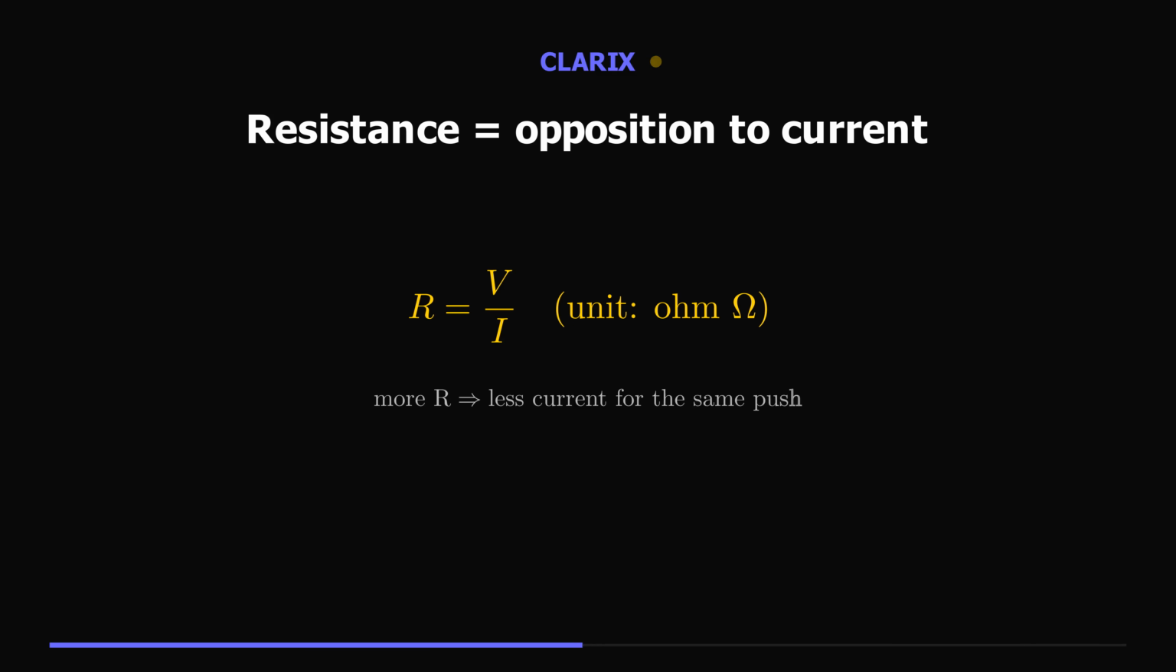Rearrange Ohm's law, and resistance is voltage over current. R equals V over I. Its unit is the ohm. A bigger resistance means that for the same push, less current gets through. A thin, resistive wire chokes the flow. A fat, conducting wire lets it rush.